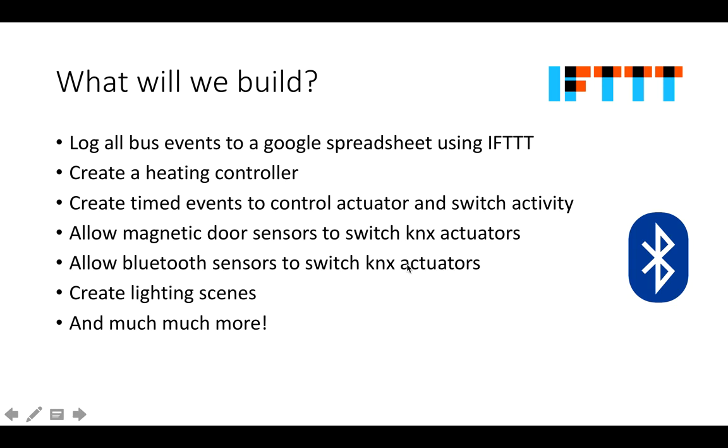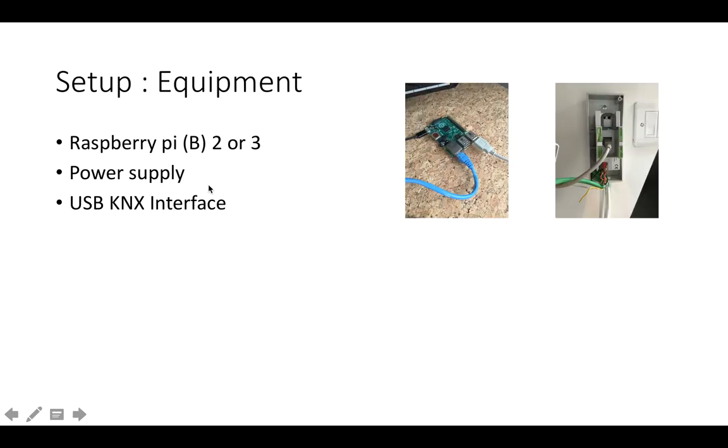We're also going to create lighting scenes. So you hit a light switch and it'll turn on multiple lights around the house. We're going to create that in a non-KNX way. It's going to be all run through the Raspberry Pi, and of course we're going to do loads more. These are just some of the projects, and an individual project will be contained in one of these videos.